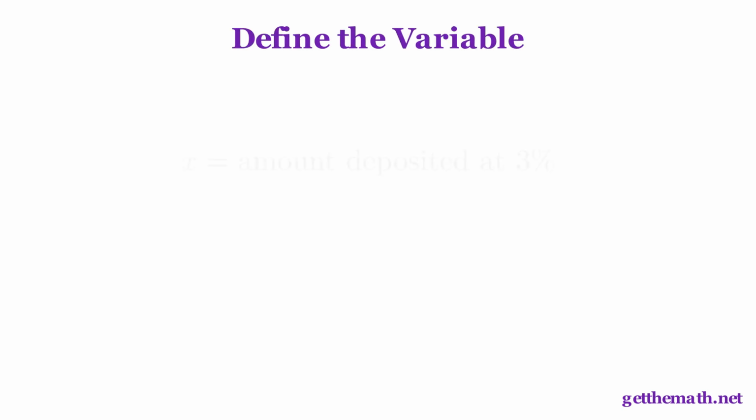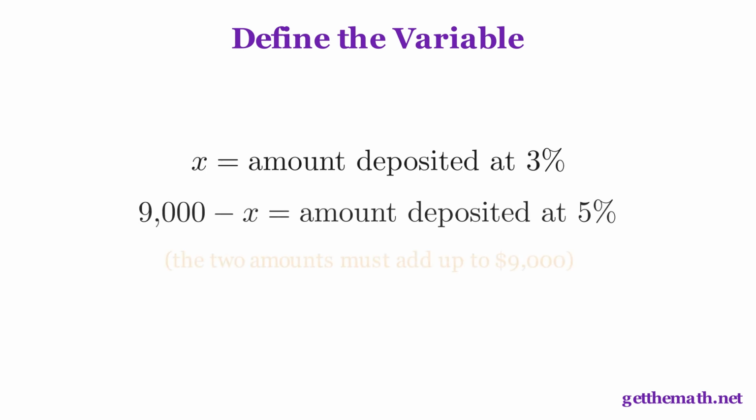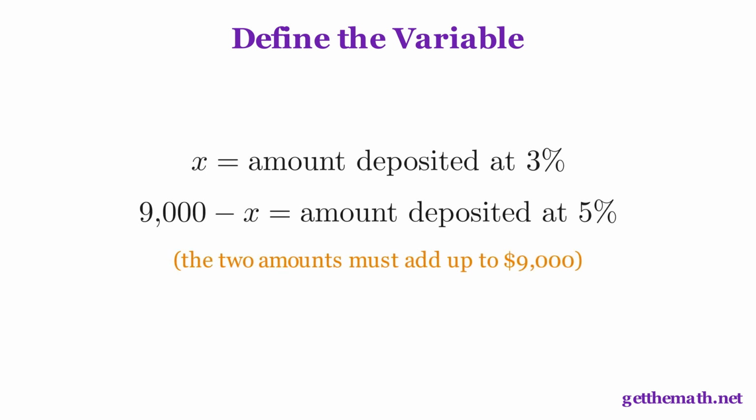First, define the variable. Let x equal the amount deposited in the 3% account. Since the total is $9,000, the amount in the 5% account is $9,000 minus x.